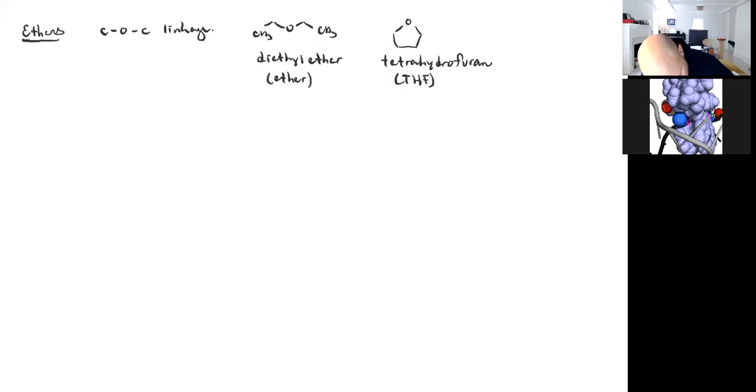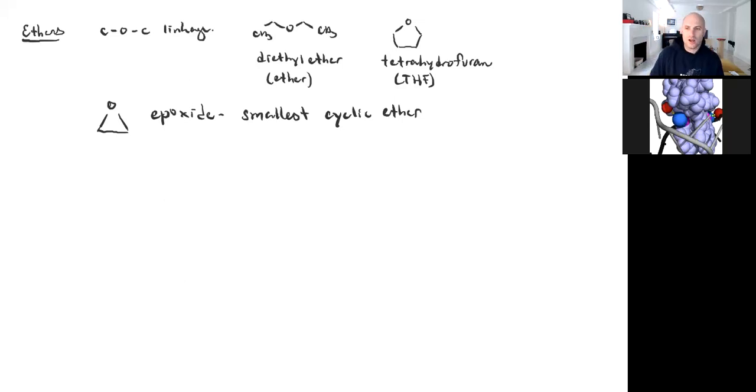So epoxides are the smallest cyclic ether. Okay, and so three-membered ring with an oxygen and two carbons.